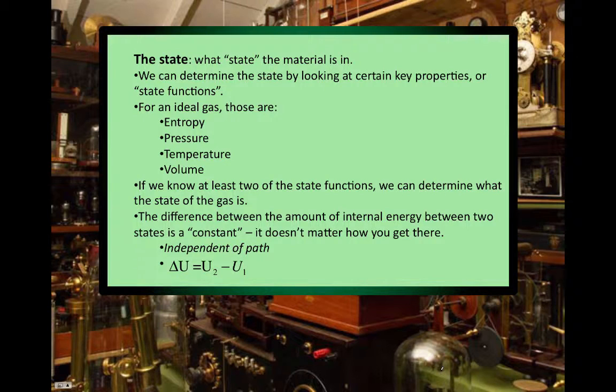The delta U, the difference in the internal energy, is simply equal to the internal energy at one point minus the internal energy at the other point. And that's important because work is not independent of the path. Let's go on.